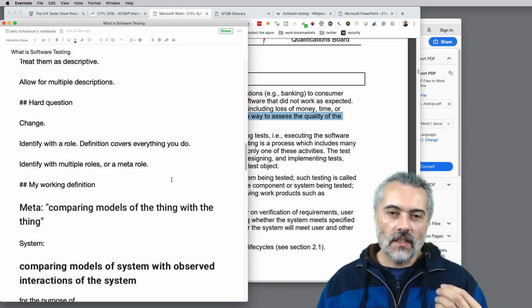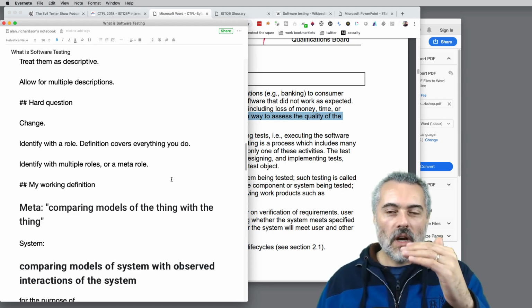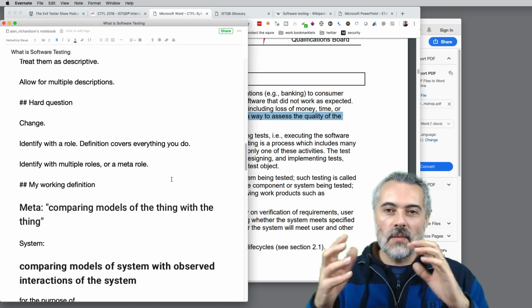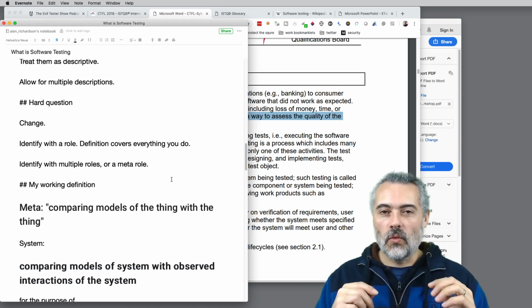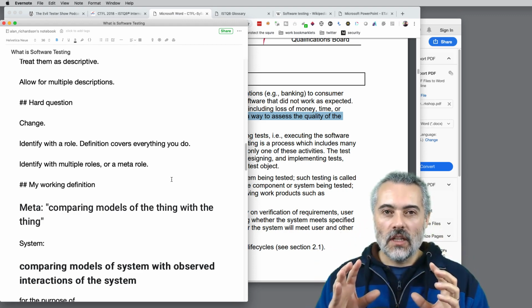So observed interactions is telling me that I'm only at a surface level. Whatever I'm looking at, I'm only at a surface level. I haven't seen all the memory changes that have been made when I'm working with the system. I'm observing the GUI and seeing things change in there.